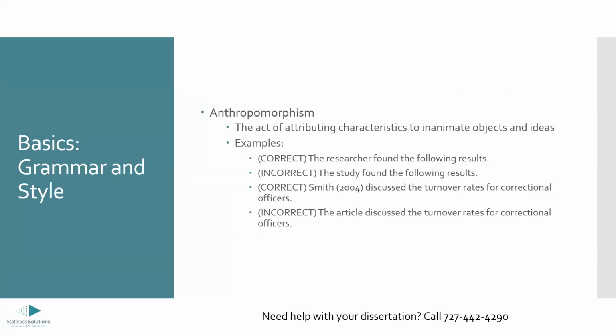And so the next thing that I want to talk about with grammar and style is anthropomorphism. And specifically, we want to avoid anthropomorphism. This goes back to the active versus passive voice. Anthropomorphism is the act of attributing characteristics to inanimate objects and ideas.